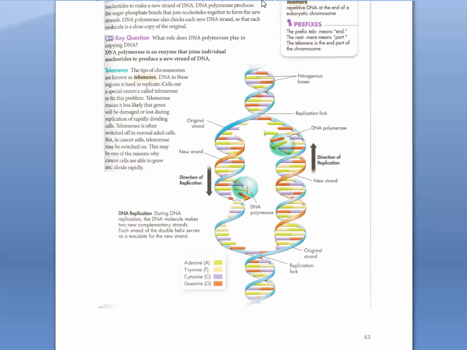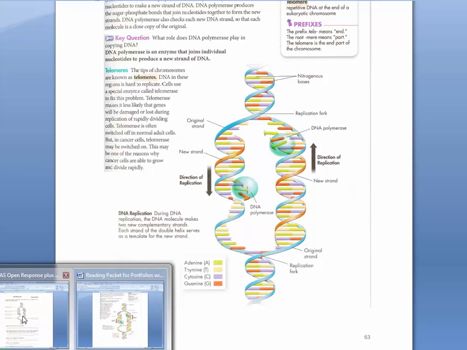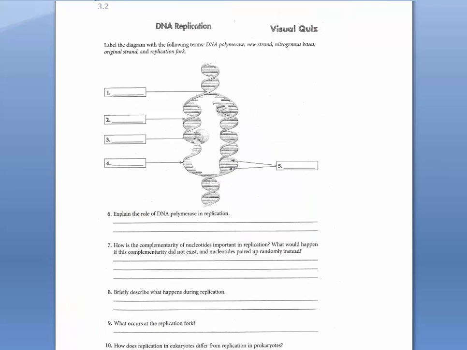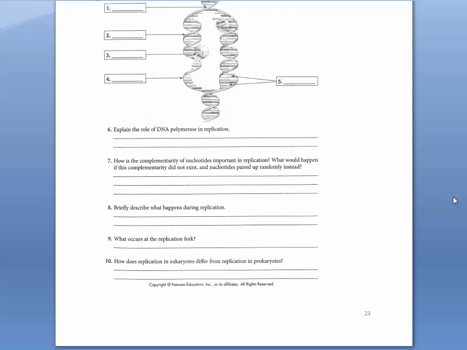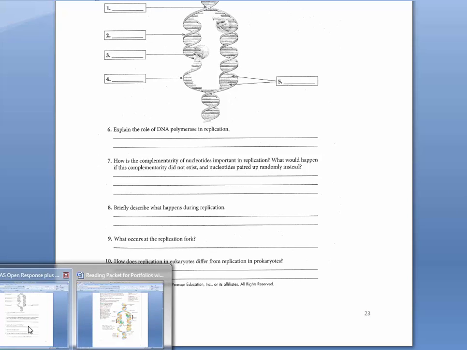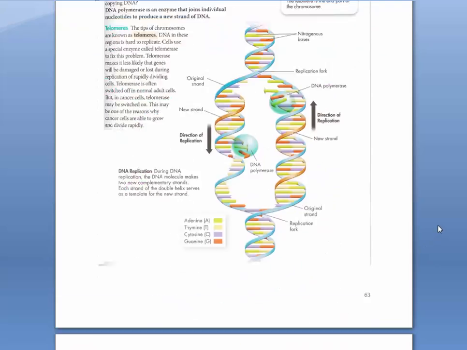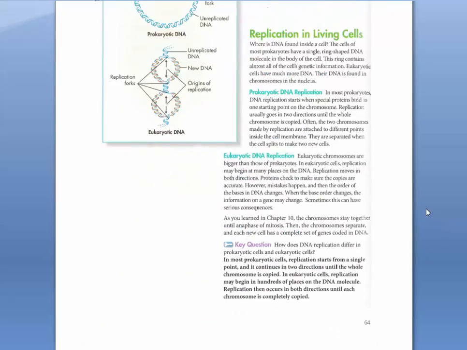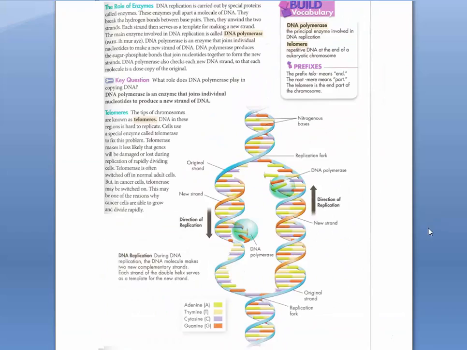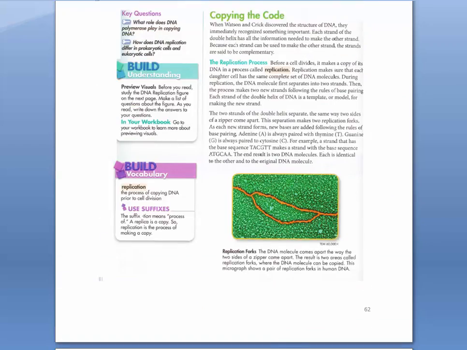On page 63 of your textbook reading, you can find a picture that exactly matches the picture in the quiz. So you can just use that picture to answer questions 1 through 5. For questions 6 through 10, you're going to read pages 62 to 64. You can also watch this video.